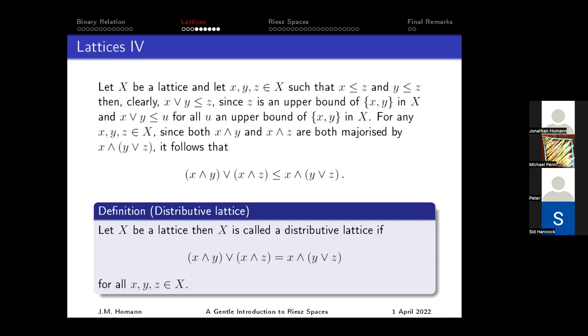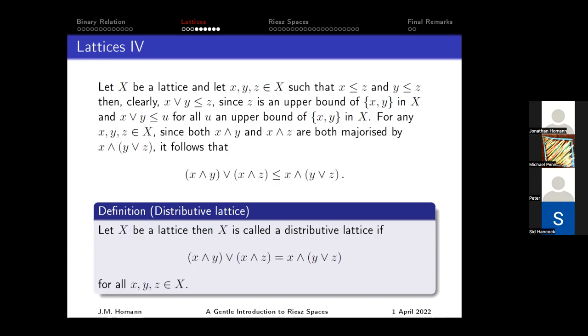So now for any X, Y, and Z, since both X inf Y and X inf Z are majorized by X inf (Y sup Z), it follows that (X inf Y) sup (X inf Z) is dominated by X inf (Y sup Z). So this is something which holds for every lattice.